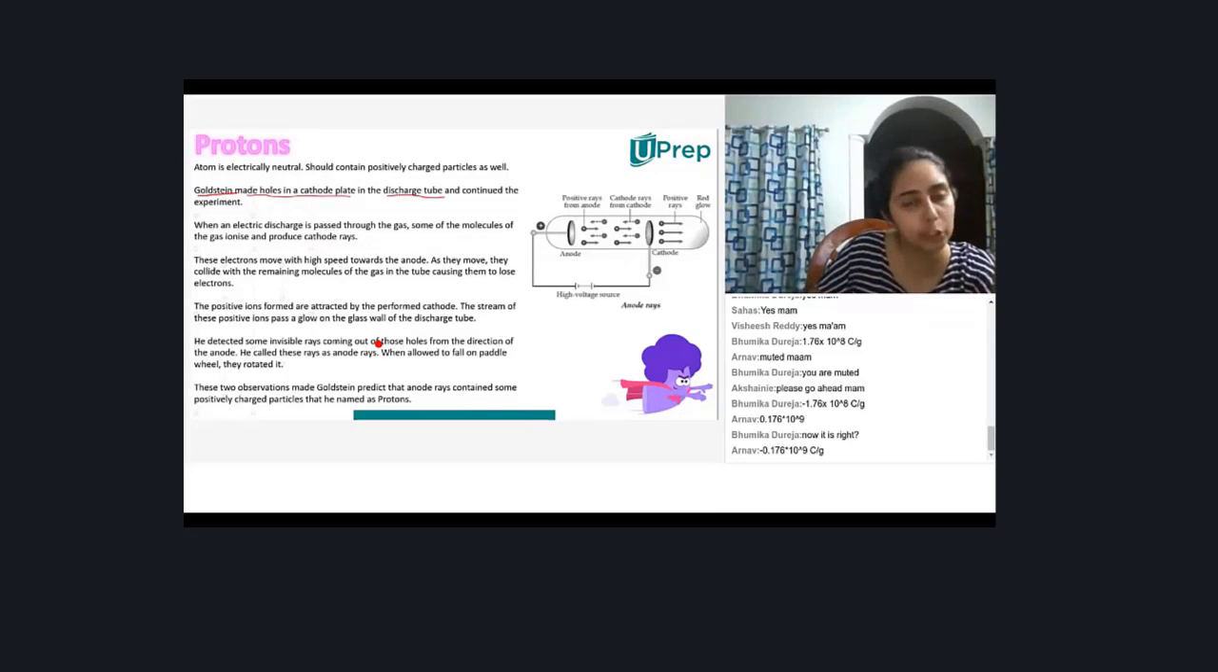The discharge tube is nothing but the Crookes tube, and he continued the same experiment that J.J. Thomson did. He made holes inside the cathode and continued. The electrons were coming out from the cathode towards the anode. When they were going towards the anode, they go at a certain velocity, a certain speed. And the gas inside this tube will have atoms.